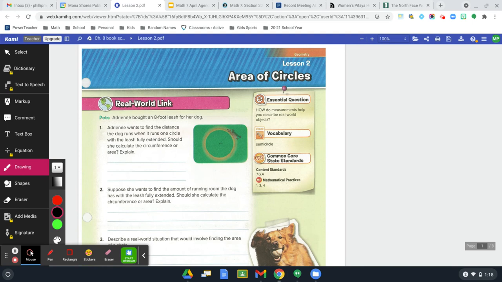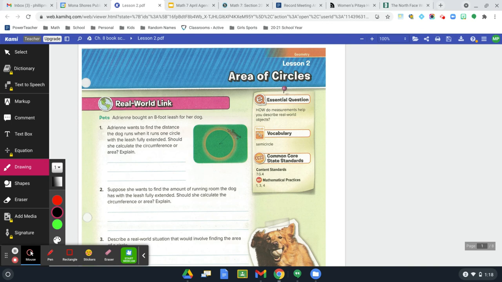So we are going to work through this first page and just review circumference and area both, because that's what it's going to start with before we actually talk about the area of a circle formula. And so again, you need your calculator. We will be using that here shortly. But right now, let's start looking at and reading through 623.